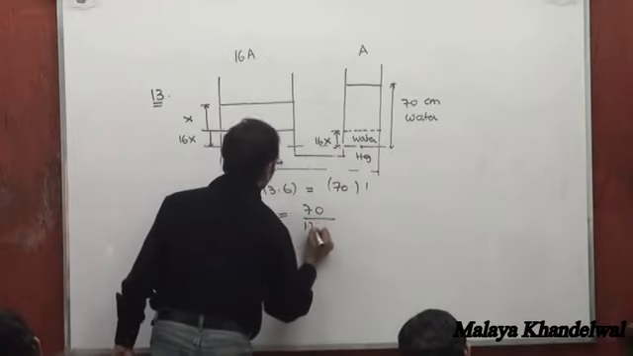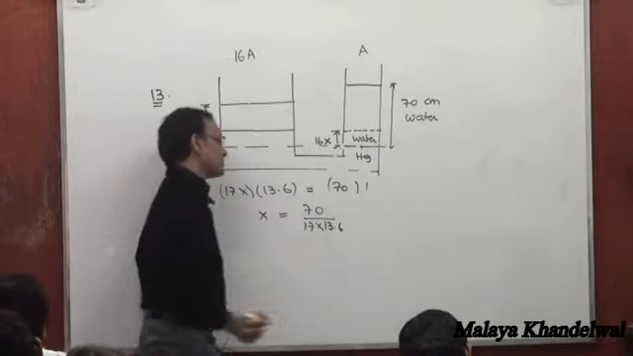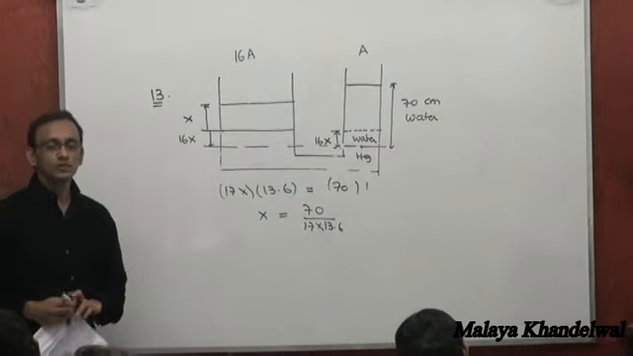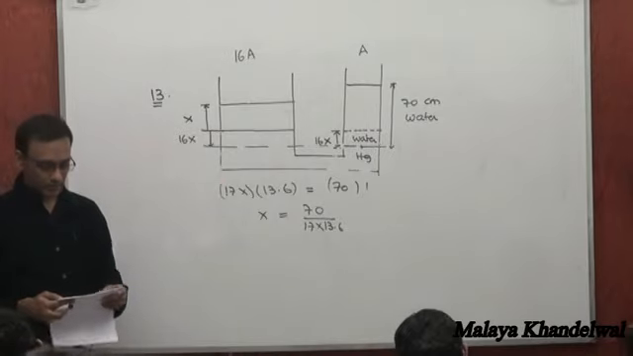x is 70 divided by 17 into 13.6. These many. Got it?